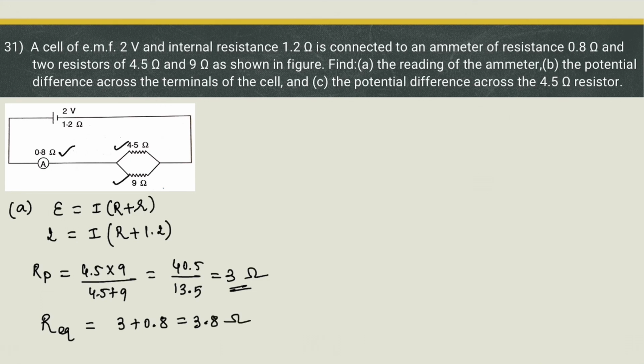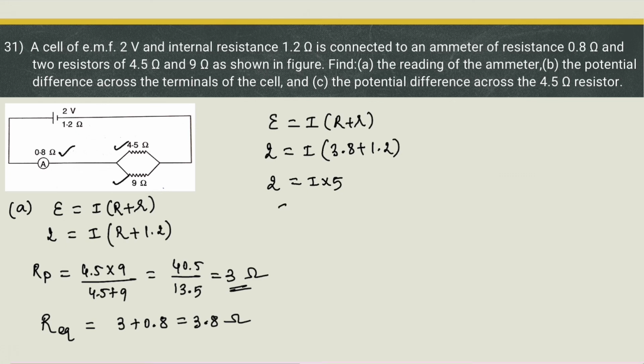So using this fact now, we can say EMF is I into R plus small r. 2 is equal to I into capital R is 3.8 plus internal is 1.2. 3.8 plus 1.2 is 5. So current is equal to 2 by 5, 0.4 ampere. Alright, current is 0.4 ampere.